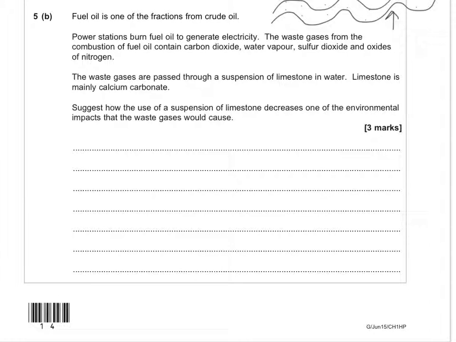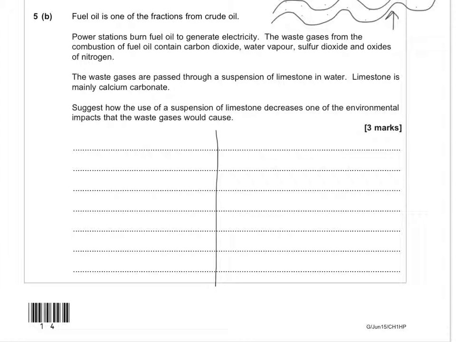Question 5b. Fuel oil is one of the fractions in crude oil. Power stations burn oil to generate electricity. The waste gases from the combustion of fuel oil contain carbon dioxide, water vapour, sulfur dioxide and oxides of nitrogen. The waste gases are passed through a suspension of limestone in water. Limestone is mainly calcium carbonate. Suggest how the use of a suspension of limestone decreases one of the environmental impacts that the waste gases will cause. Okay, so there's 2 choices here really, and I'll go through both of them just so you know.